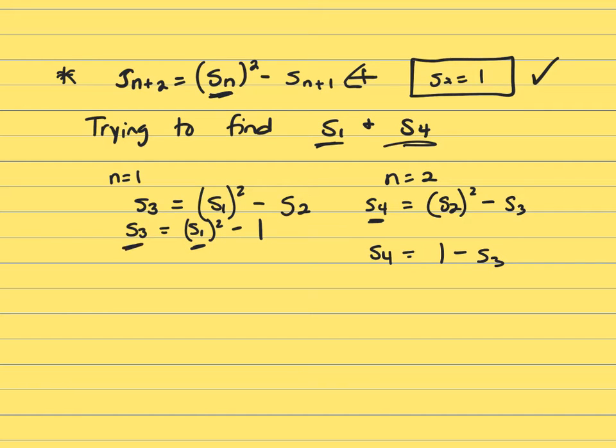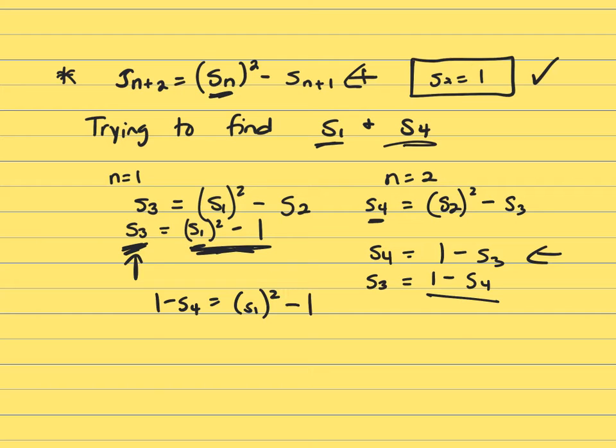So notice how this equation has S sub 3, and I can solve this equation for S sub 3, and that gives me S sub 3 equals 1 minus S sub 4. I move the S sub 3 over, then subtract the S sub 4. Now set these two pieces equal to each other, and I get 1 minus S sub 4, substituting in another name for S sub 3, equals S sub 1 squared minus 1.